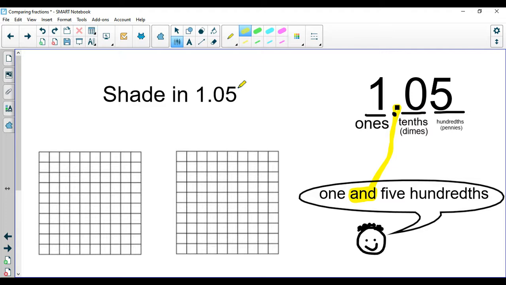Oh, this was a change up. Shade in 1 and 5 hundredths because 1 in the ones place. And then when you say the decimal, you say it as and. 1 and 5 hundredths because that 5 is in the hundredths place and there's no tenths. So how are we going to shade that in? Well, if it says 1, that's 1 whole. So we've got to shade in this whole thing. So I'm going to shade in this whole thing.